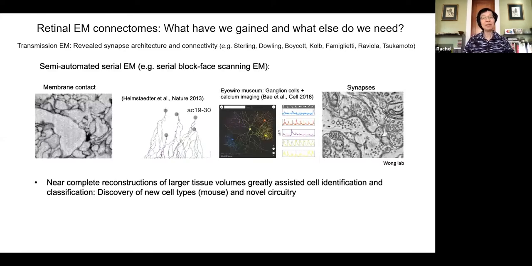But first, let me remind everyone that, in fact, transmission EM has over many decades now been very instrumental in revealing the synapse architecture as well as connectivity of cells across the retinas of many vertebrate species. But really, semi-automated serial EM methods more recently have enabled more complete reconstructions of very much larger tissue volumes. And this has greatly assisted cell identification and classification, which of course together has led to the discovery of new cell types, particularly in the mouse retina, and also novel circuitry.